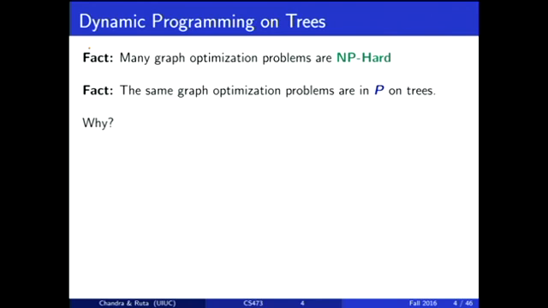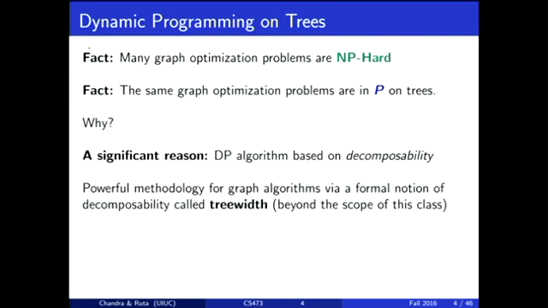And the question is why. Why is it that general graphs are hard while trees are easy? There must be some reason. Well, there are several reasons, but perhaps the main reason is that trees are easy to decompose. You can take out a node, and it becomes easy to decompose a tree into trees and so on. This very simple idea, that trees are special because they are easy to decompose, is a very powerful methodology. When you do more advanced graph algorithms, the notion of decomposability of a graph is a very powerful notion.